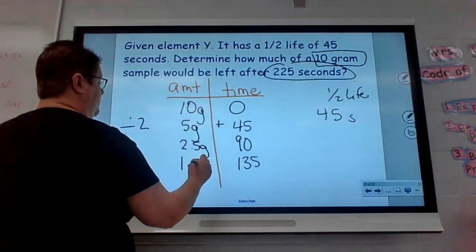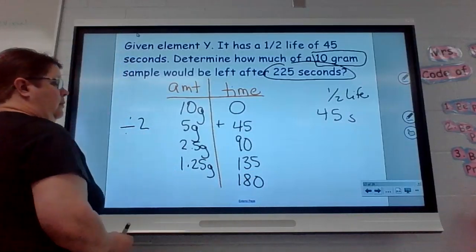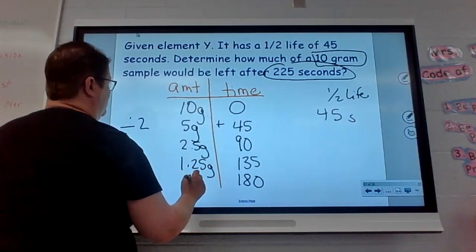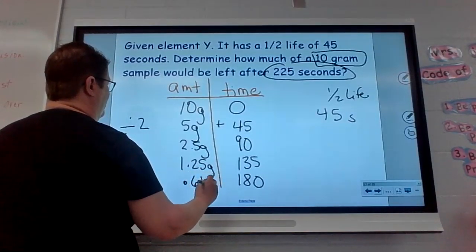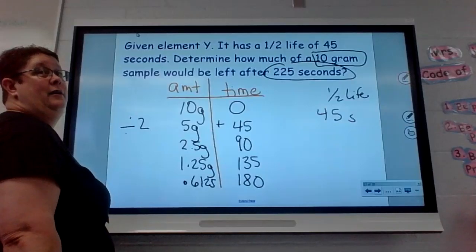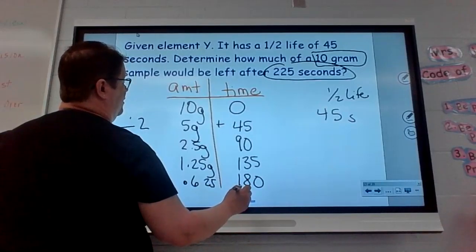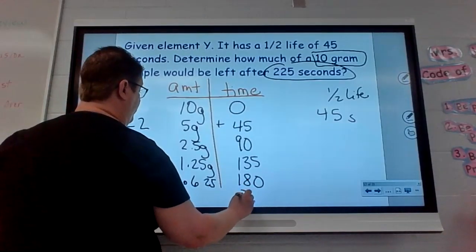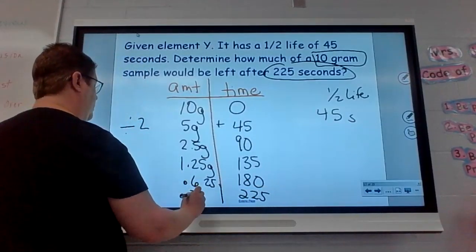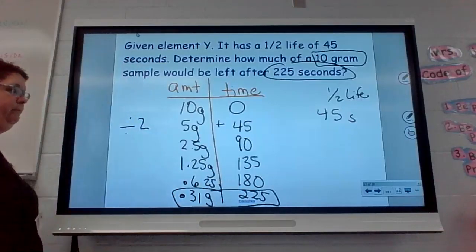So 1.25 grams. All right. Add 45 again. You get 180. What's 120? Is that 0.6? 125? This is 0.75, right? Yeah. It's 0.625. All right. And then 180 plus 45 will be 225. And then that'll be 0.3 something. Do that one for me. 0.31. Yeah. Okay. And that will be what we want.